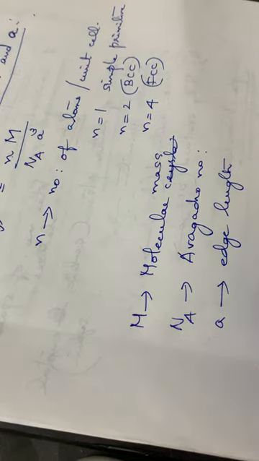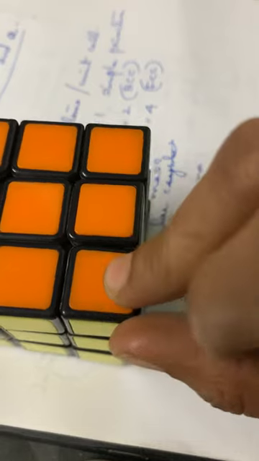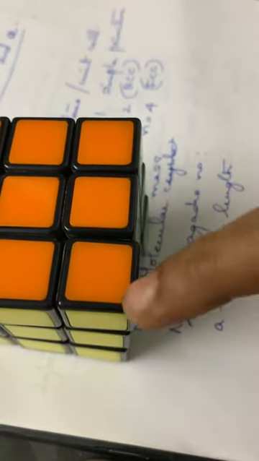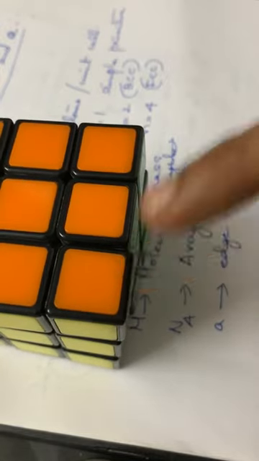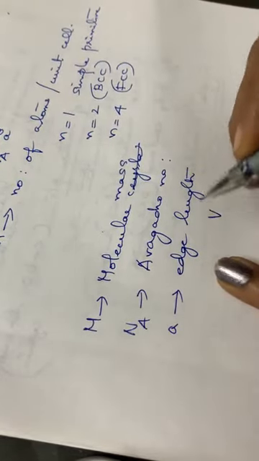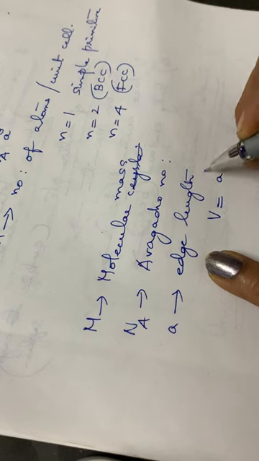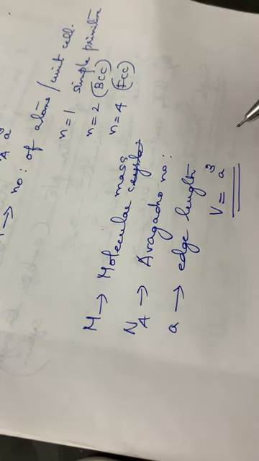Suppose this is the unit cell. This is one unit cell, and this is the edge length a of that particular unit cell. There is also a formula connecting this edge length a and volume. If we know the value of a, the volume of that unit cell is equal to a cube, the cube of the edge length. You have to do some problems with this, which I will do in our Google Meet session.